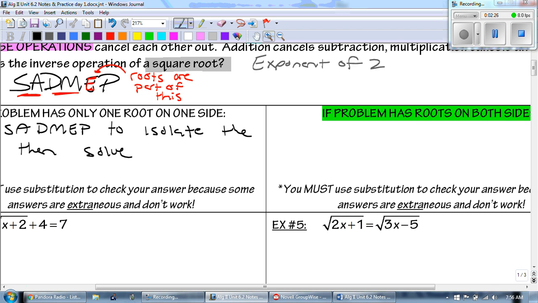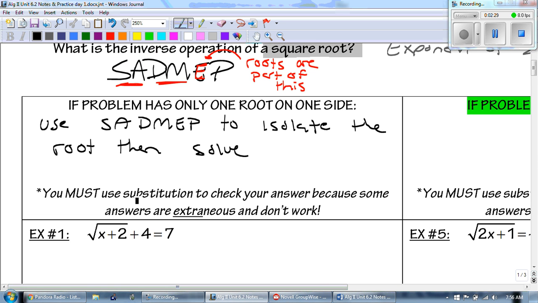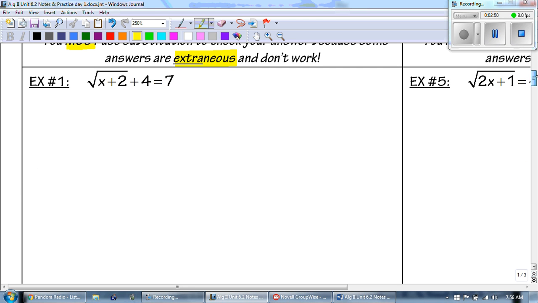Okay? So let's go ahead and zoom in on that. We're going to use SADMAP to isolate the root and then solve. Now, you must use substitution to check your answer because some answers are extraneous and they don't work. And you will see that in just a sec. So we have to use SADMAP to isolate the root. That means I want to get the root by itself.